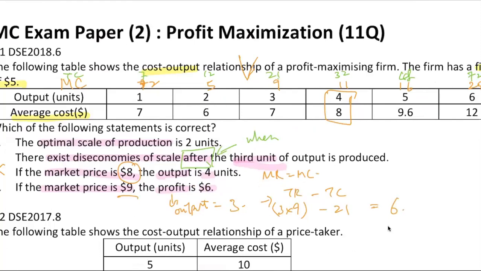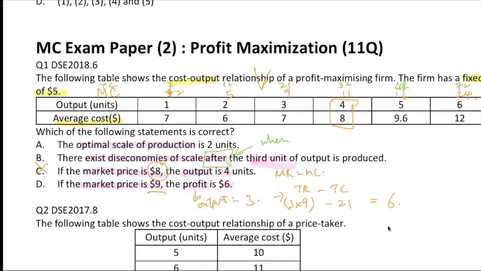Should be, oh, 6. Must be D. Sorry? But if A, B, and C are wrong, must be D then. Oh, yeah. Okay. But anyway, we are trying to handle the skill of how to find the answers. That's why I spend so much time on this one.